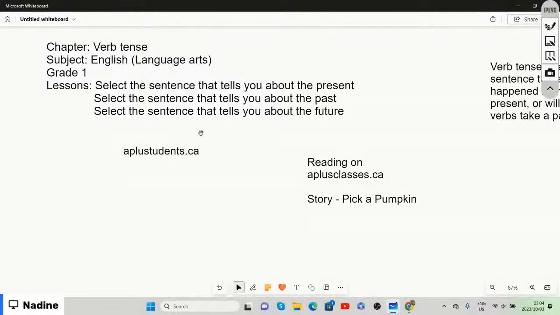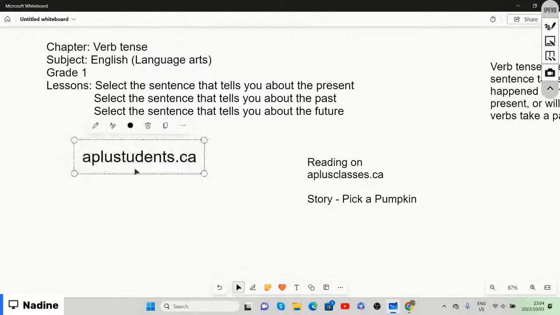And our tutorial lesson we are doing on aplusstudents.ca. And that is where we are doing all of our lessons as well as our test after every lesson.